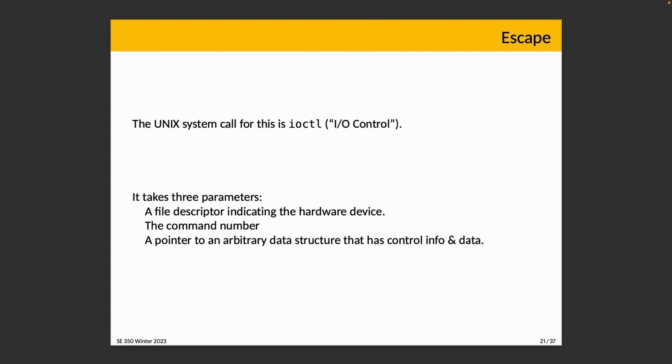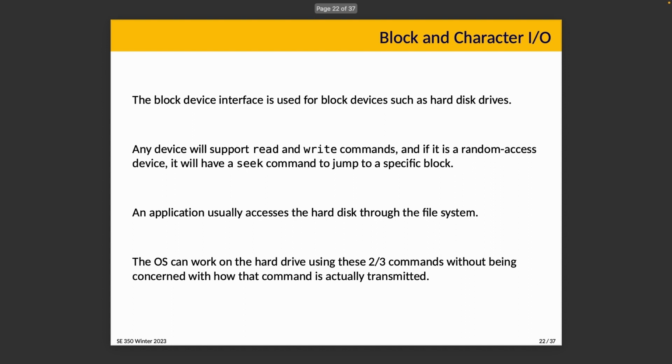And then a pointer to an arbitrary data structure that has the control information and data, and that is whatever the driver needs, right? There's no restrictions on that, because the driver has to understand, okay, execute order 66 means this, and it has the following associated data structure. There's no possibility the operating system can predict this, so it's just an arbitrary pointer.